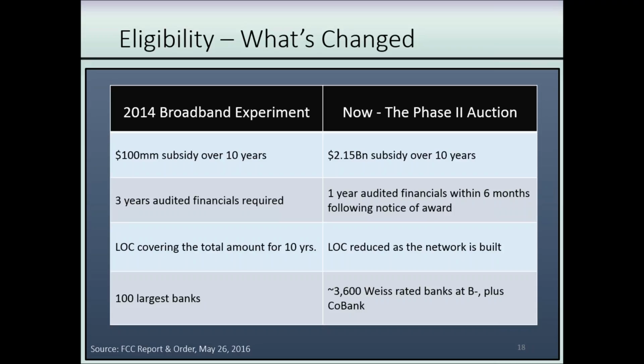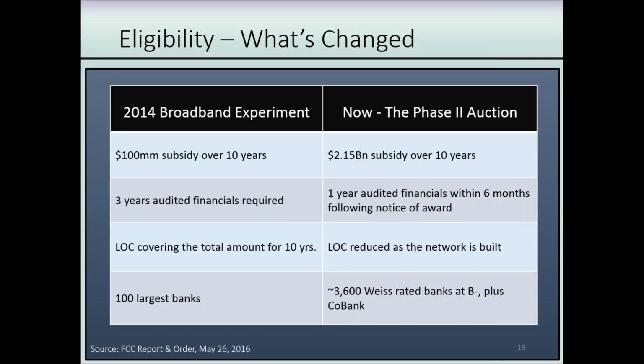And if you fail to cure after 6 months, they have the right, and likely will, pull the funding that has been provided to you. However, that letter of credit amount will be reduced as the network is built, and we'll get into a little bit more detail about that in a moment.